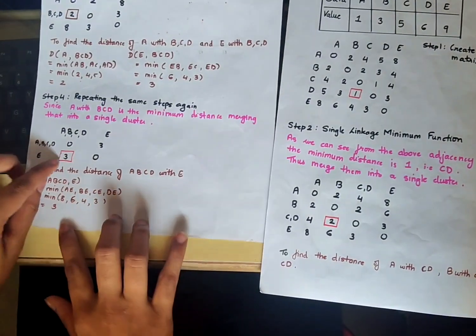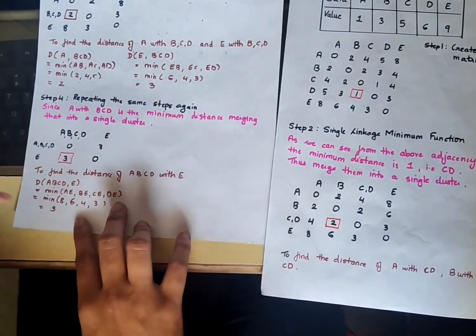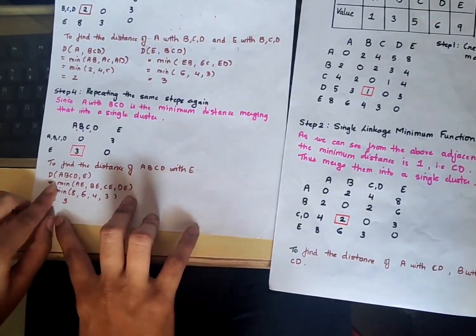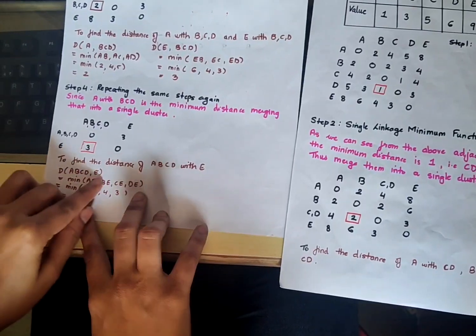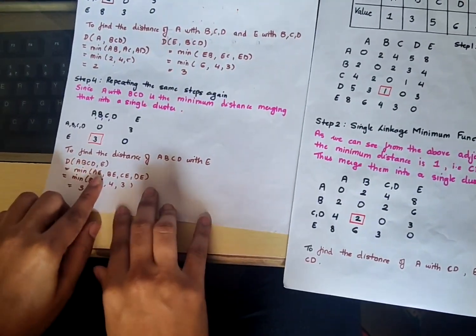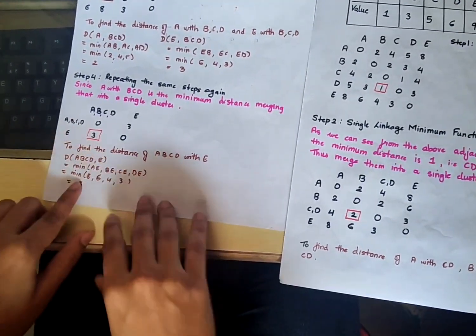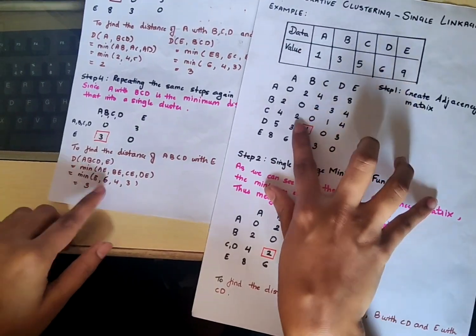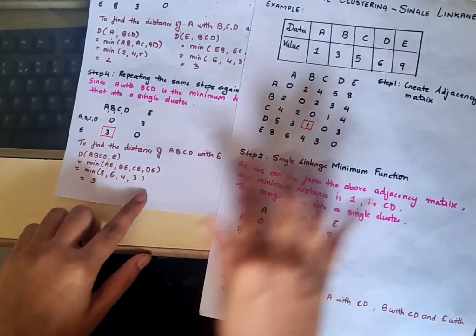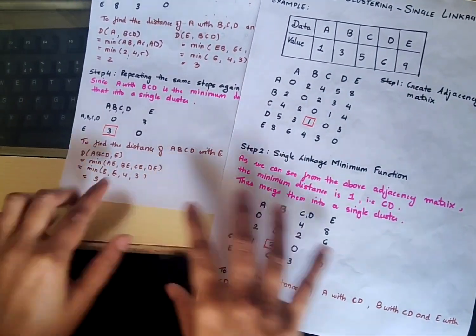Now again we get the minimum as 3. So now we need to merge E. We need to find the distance of A, B, C, D with E, so the minimum of AE, BE, CE and DE. As per here we get 8, 6, 4 and 3. The minimum is 3.